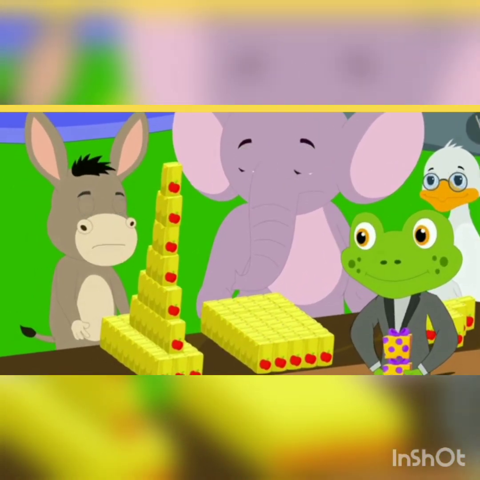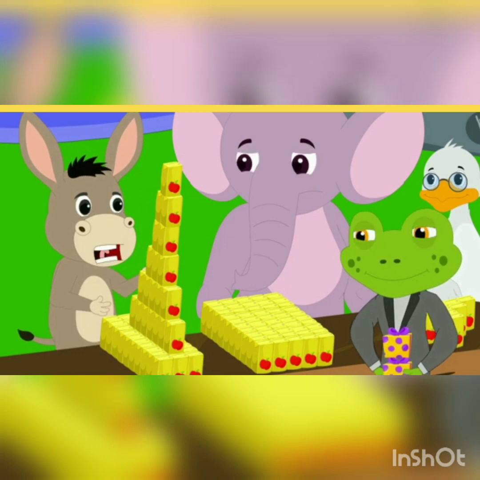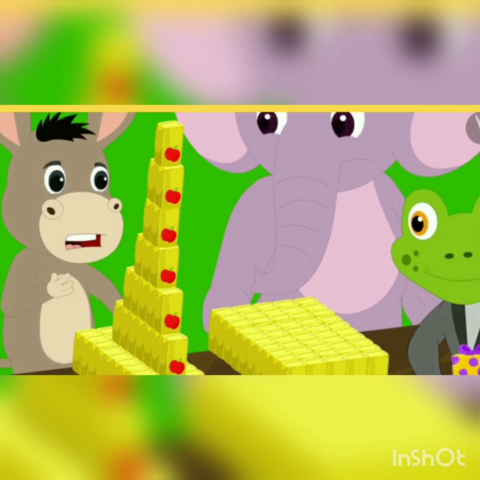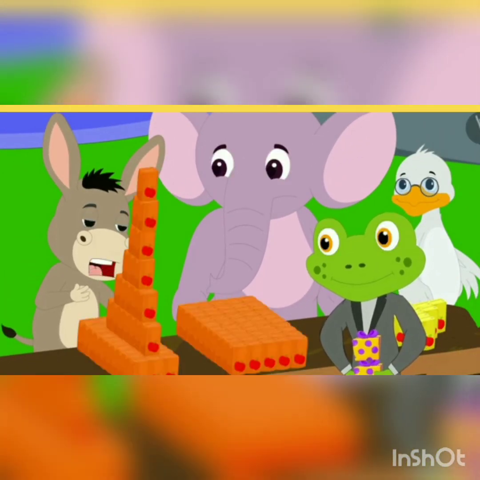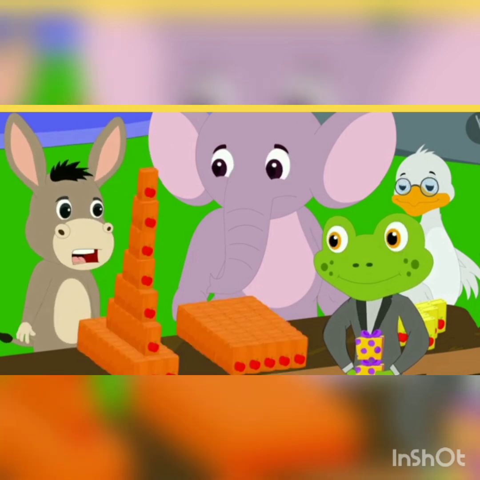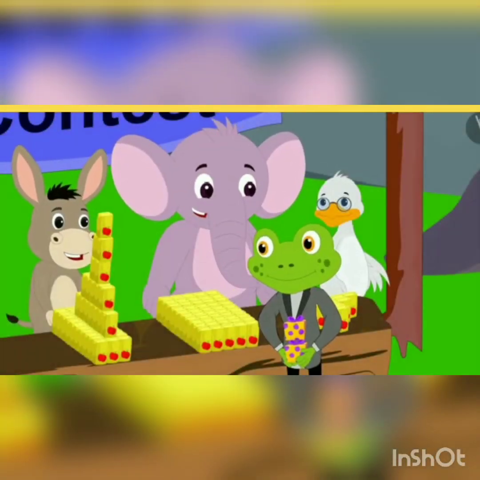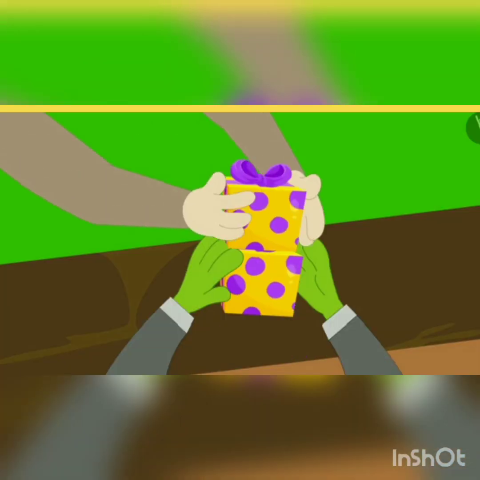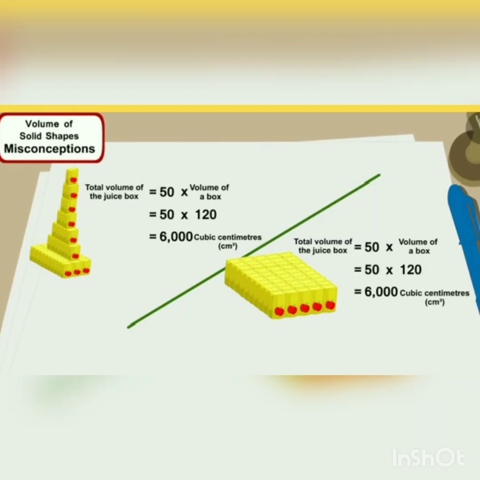Oh, good. Now I get it. Even though Appu's shape and mine look different, because we have used the same number of boxes, the total volume of the juice boxes used in our shapes is exactly the same, Bhola told Tarru. The two friends understood the point. Both of them together happily shared the prize in half.